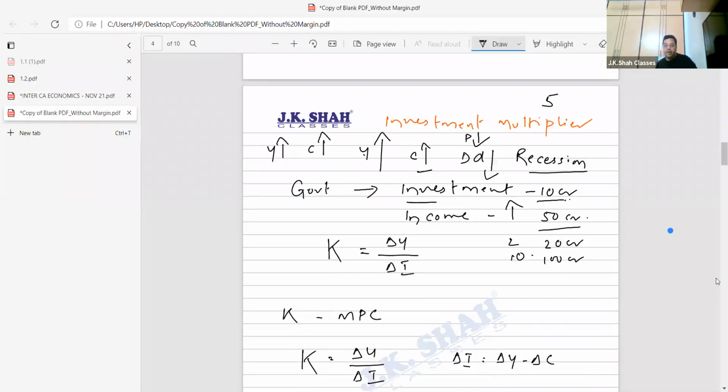Just come and write. Investment multiplier. Hey, it's fine, you will write, right? Okay, you don't want to write, I don't mind, students. I can go ahead with some other topic. Investment multiplier. Shri Prasanna, you want to write? Note down.